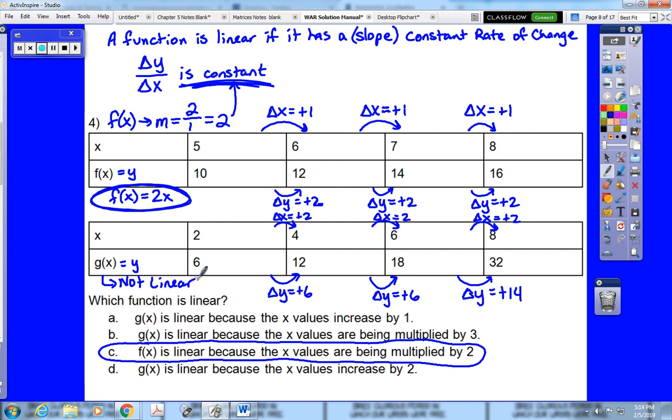Again, if you're trying to tell if a table is a linear function, there's several ways you can do that, but the easiest way is to just find the slope. See what the differences are between each row of the table. See if it is consistent, if change in y over change in x is always equal to the same number.